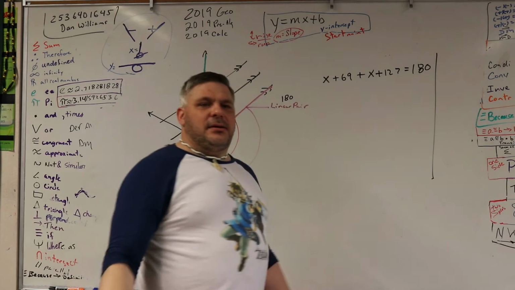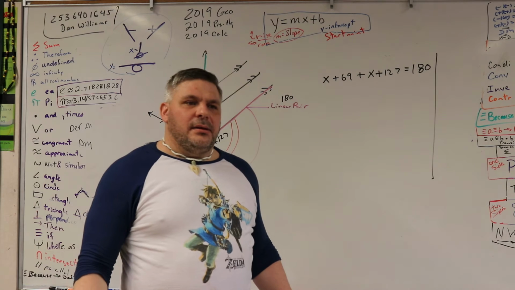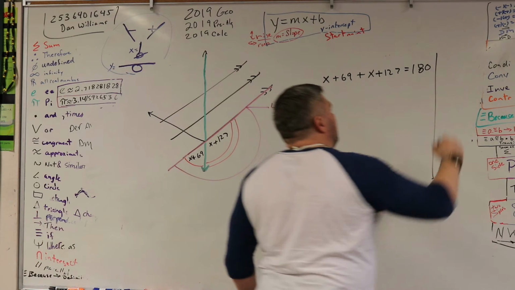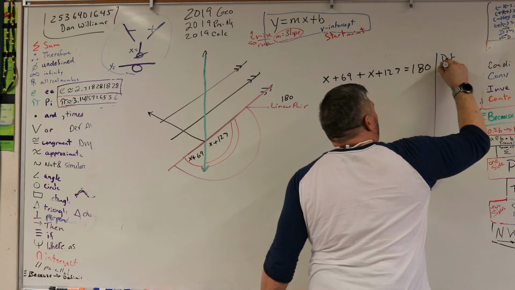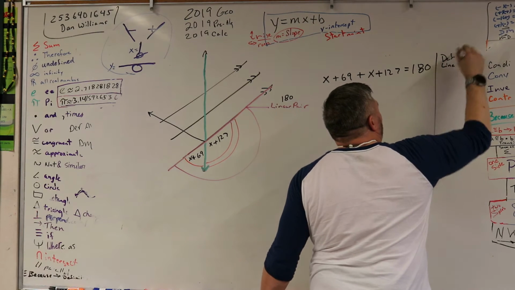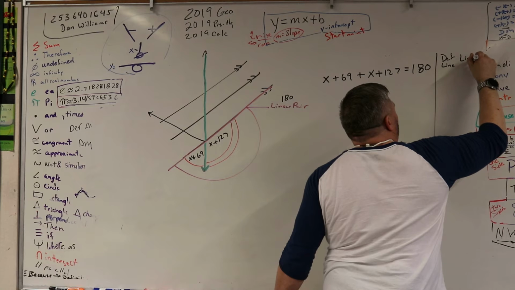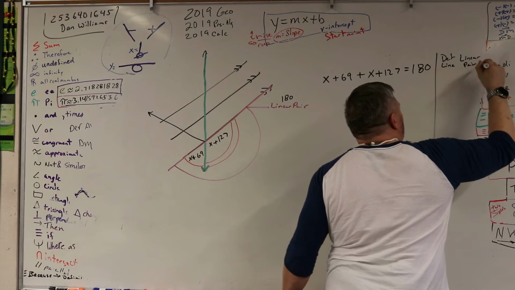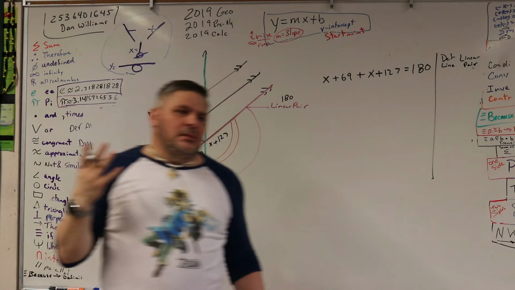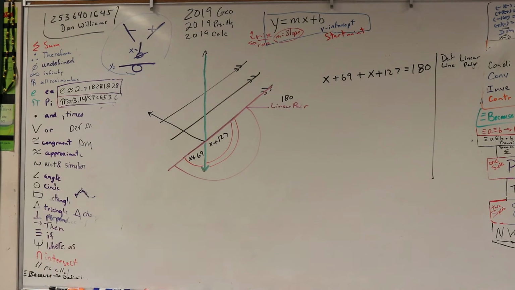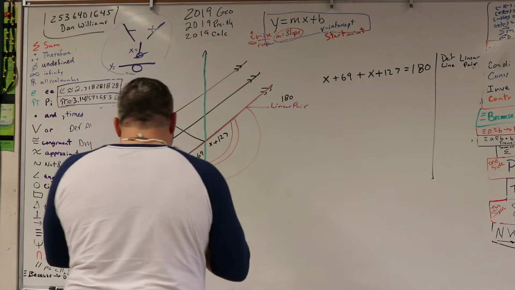Why? Because it's a linear pair. Because it's a line. So you could say definition of a line. You could call it a linear pair. Okay? Either way, I'm good. Write it down. Come on. Alright?